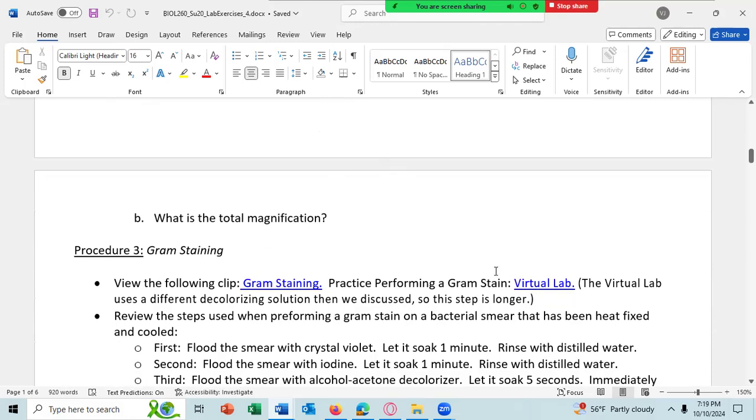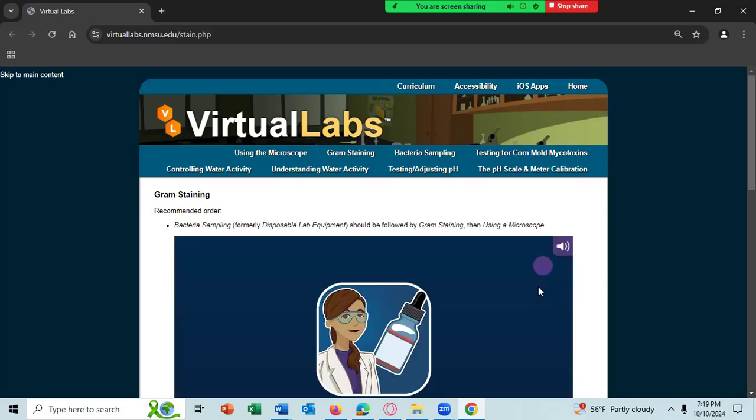All right, Procedure 3, the gram stain. View the following clip of the gram stain and then practice performing the gram stain using the virtual lab. Just click this link and the virtual lab should start. It may take a moment to get started on your system.